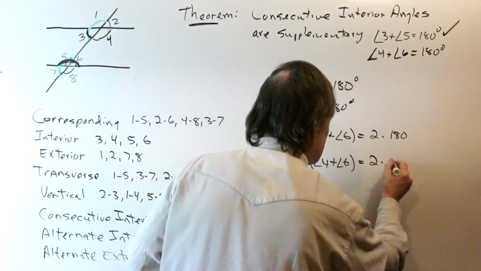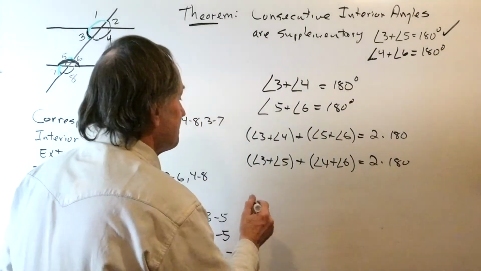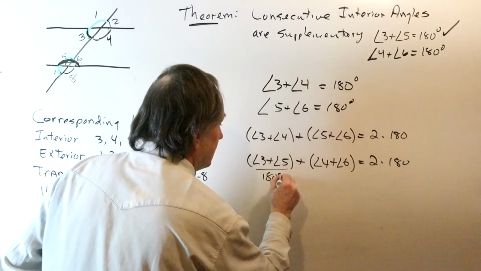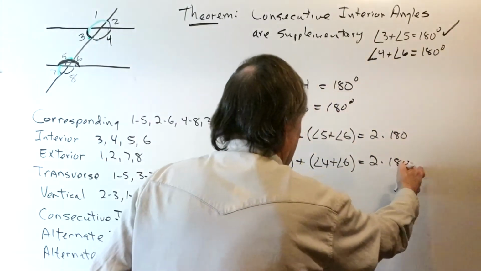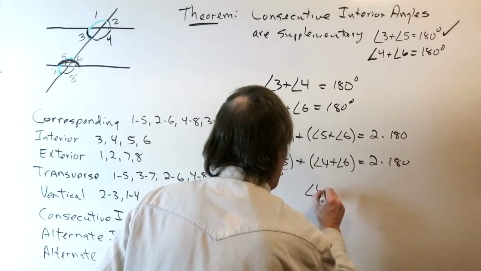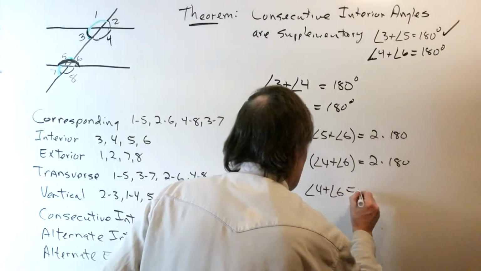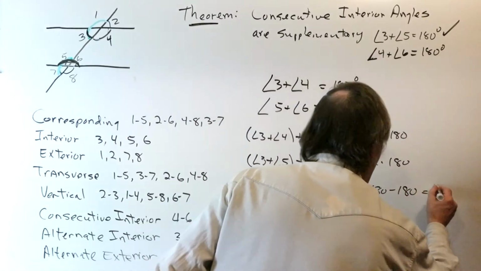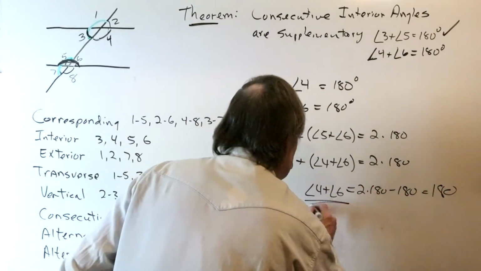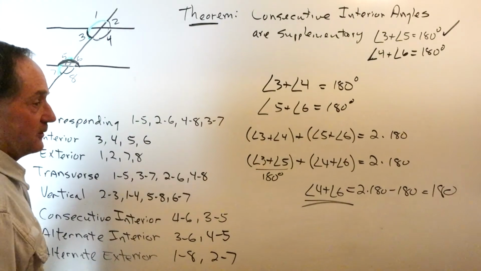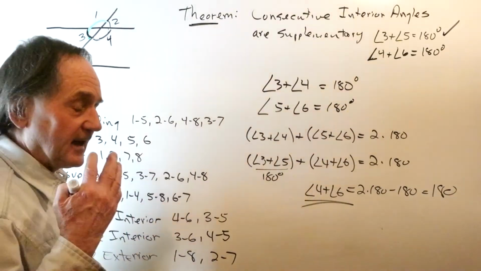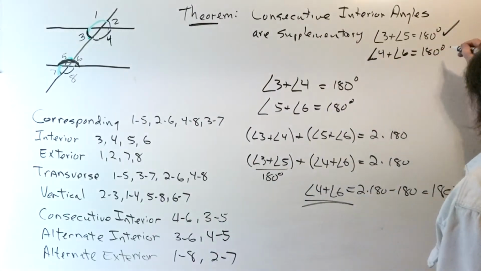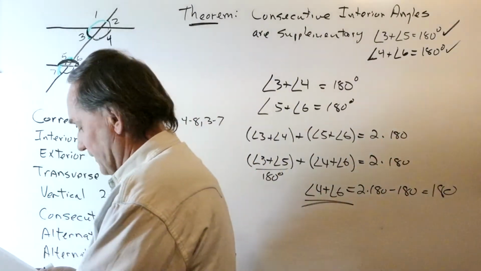And that's twice 180. Well, we just proved that angle 3 plus angle 5 is 180 degrees, so we can subtract that off here, and we end up with angle 4 plus angle 6 is equal to twice 180 minus 180, or just 180. So the sum of angle 4 and angle 6 is 180 degrees. That's the definition of supplementary angles. So angle 4 and angle 6 is 180 degrees.